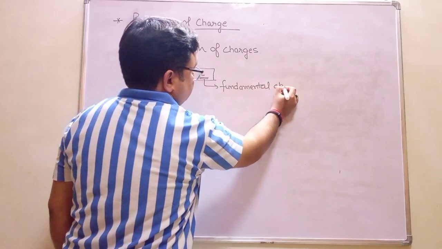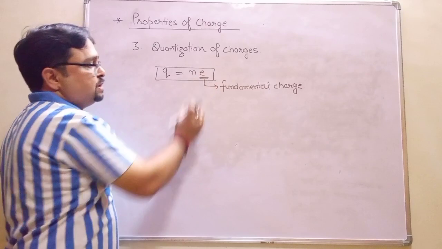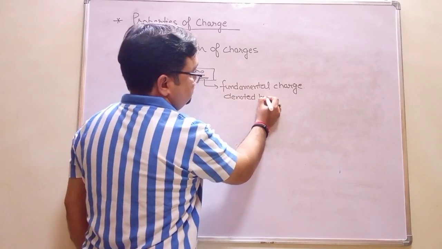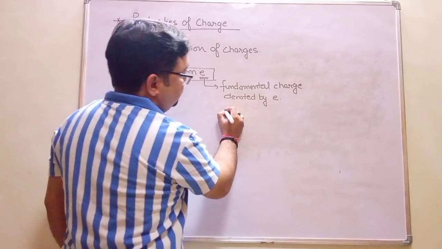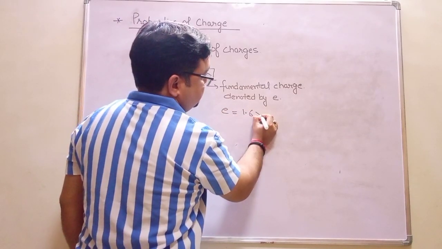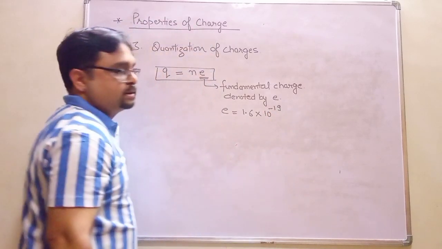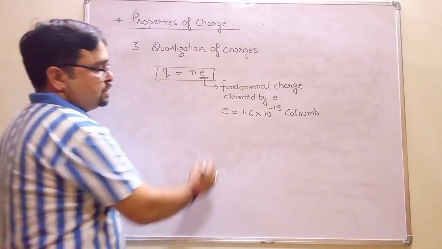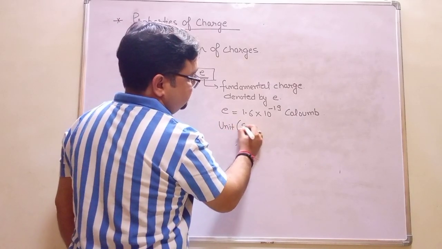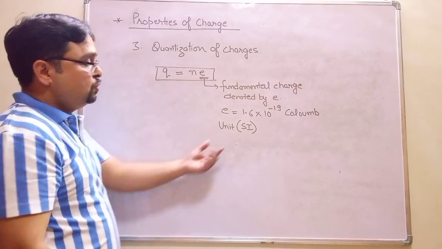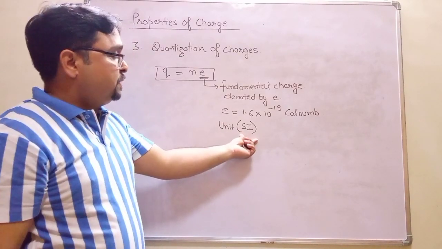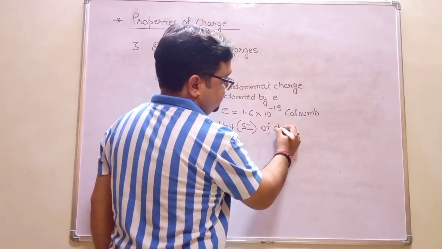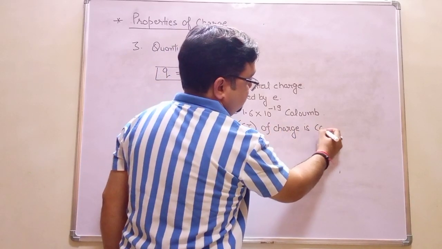Fundamental charge is denoted by e, and its value is 1.6 into 10 raised to the power minus 19 coulomb, because the international system of units is known to us as the SI system of units. So the SI unit of charge is coulomb.